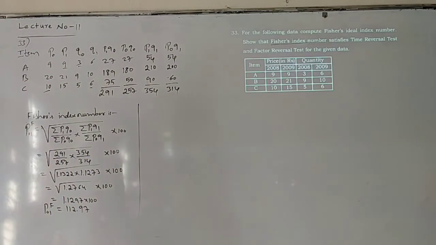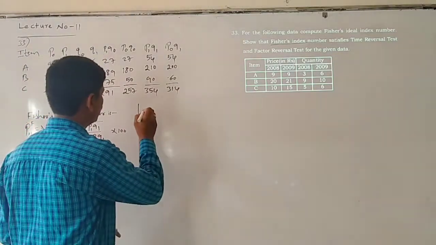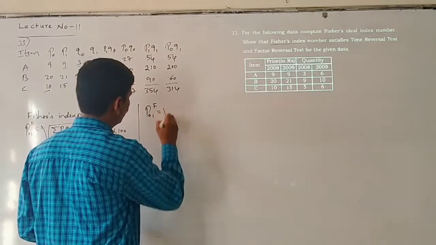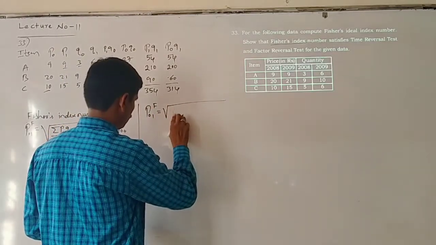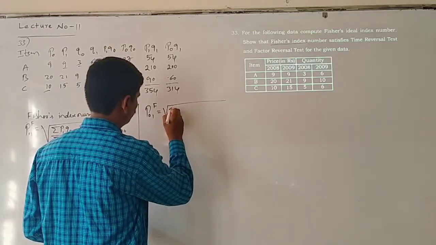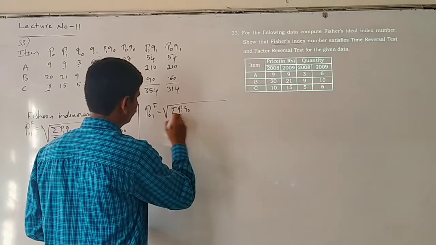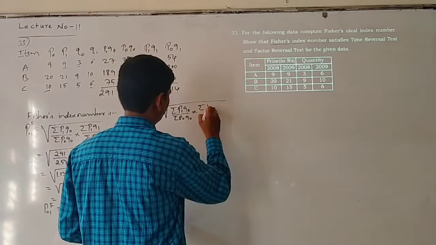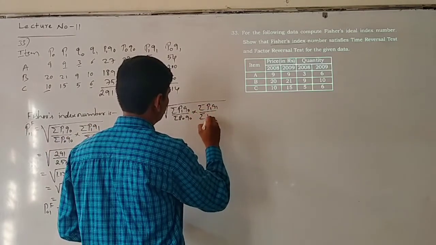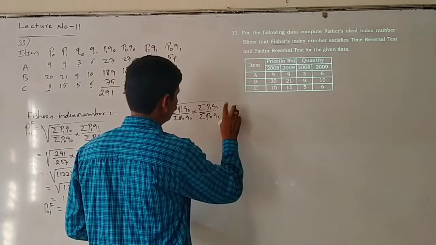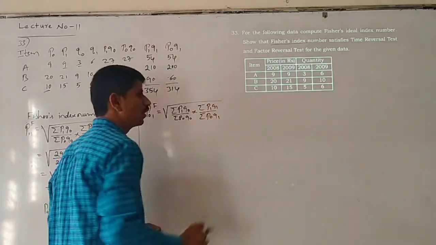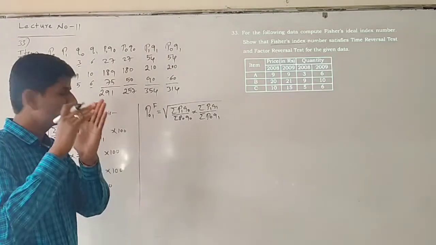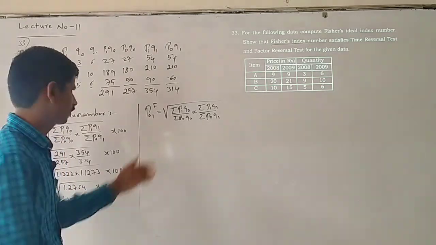Okay. Next, we have to show that Fisher's index number satisfies the time reversal test and factor reversal test. First we have to write the P01 value. P01F equals under root of sum of P1 Q0 by sum of P0 Q0 into sum of P1 Q1 by sum of P0 Q1. Not into 100, only this much, because P01 and P10 are mere ratios. They should not be expressed in terms of percentages.